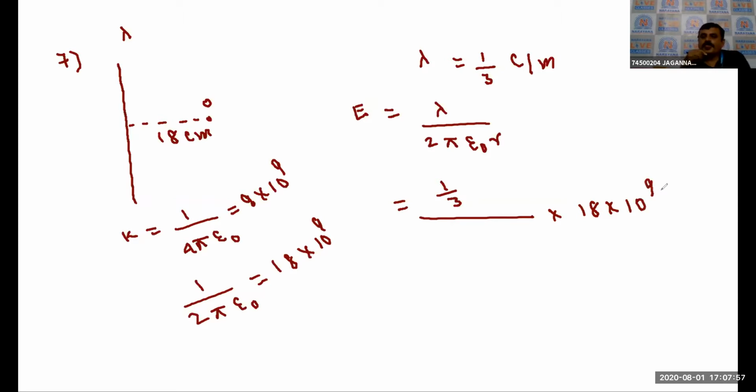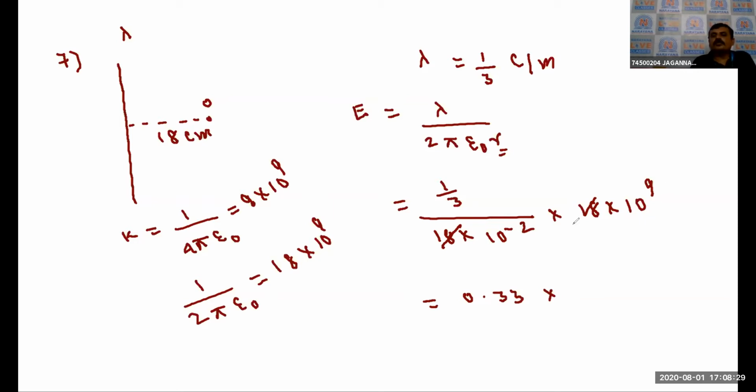Clear, students? Now what do we have still? We have the R. What is the R value given? 18 centimeter. Convert it into meter because it is given in centimeter. So 18 centimeter we can write as 18 into 10 power of minus 2. Now this 18 cancels. 1 by 3 means 0.33. Into 10 power of minus 2 will go up, 10 power of plus 2.